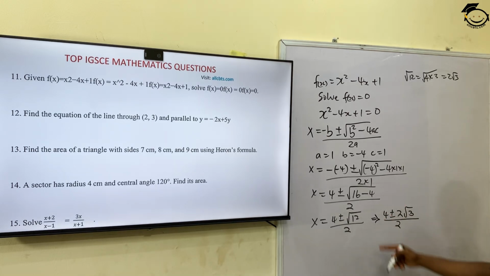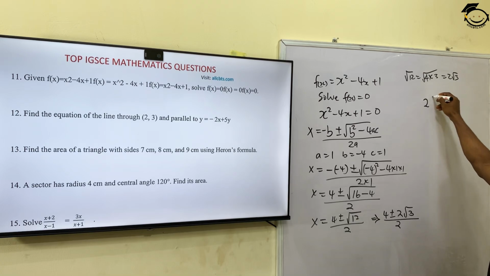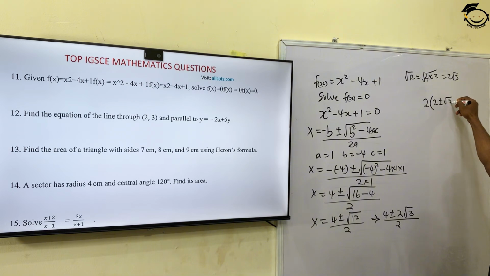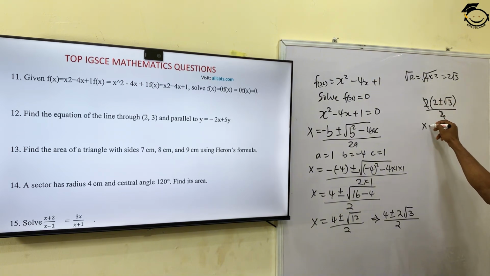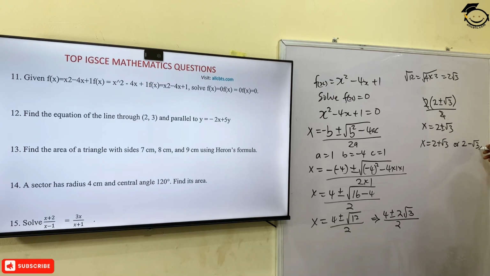Now factorizing this, we can bring it out as 2 bracket 2 plus or minus root 3 all over 2. So this cancels this, leaving x equals 2 plus or minus root 3. So the two possible values of x are x equals 2 plus root 3 or 2 minus root 3 as our answer.